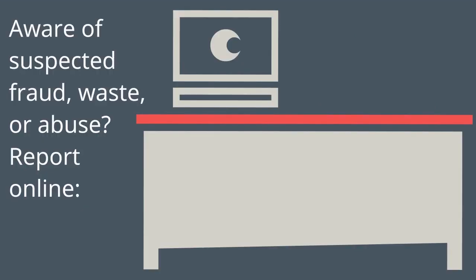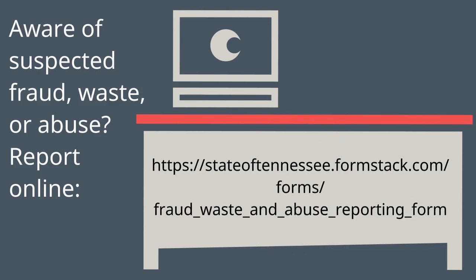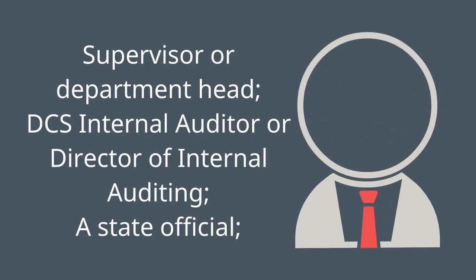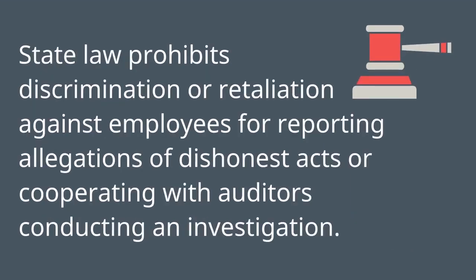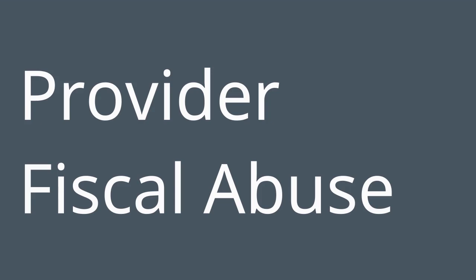Any employee who becomes aware of known or suspected fraud, waste, or abuse should immediately report the incident to an appropriate departmental official and complete the online fraud, waste, and abuse report located here. Incidents should be reported to one of the following officials or offices: a supervisor or department head, DCS internal auditor or director of internal auditing, a state official, or to the Tennessee Comptroller of the Treasury's hotline for fraud, waste, and abuse at 1-800-232-5454. State law prohibits discrimination or retaliation against employees for reporting allegations of dishonest acts or cooperating with auditors conducting an investigation.